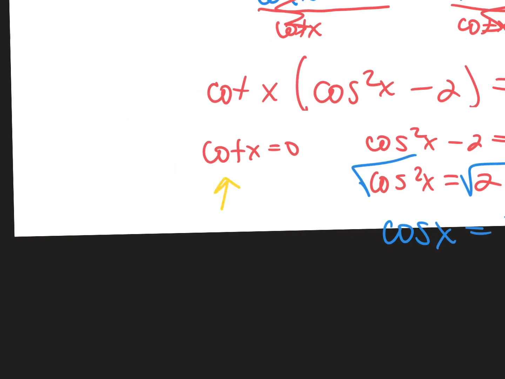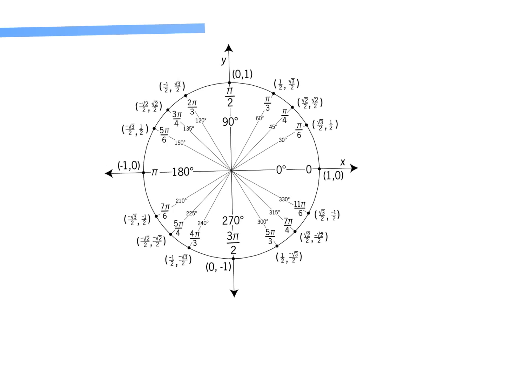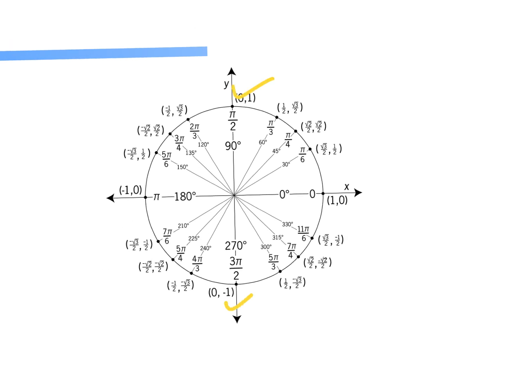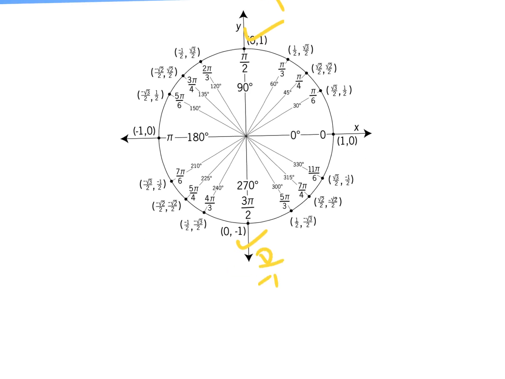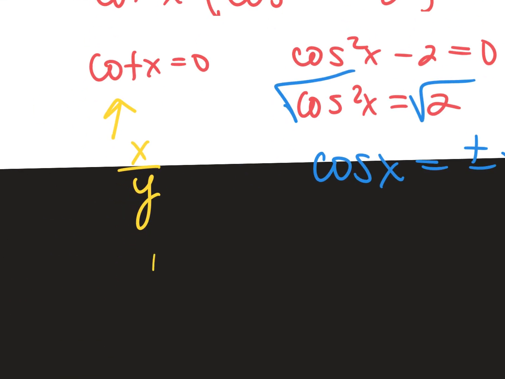The first one says cotangent, which is what over what? It's cosine over sine. But what letters? X over y, y over x? It's x over y. So where on my unit circle would you take the x value, put it over the y, and get 0? Pi over 2 and 3 pi over 2. You take 0 over 1, that's 0. 0 over negative 1, that's 0. So your answer here is pi over 2, 3 pi over 2.